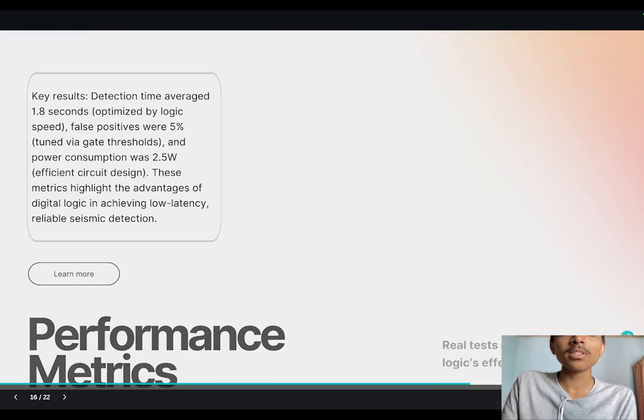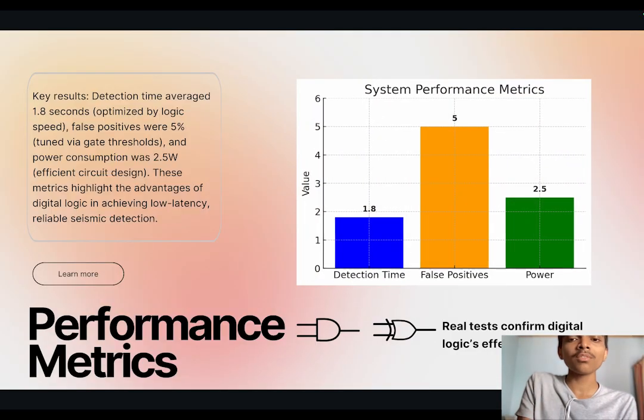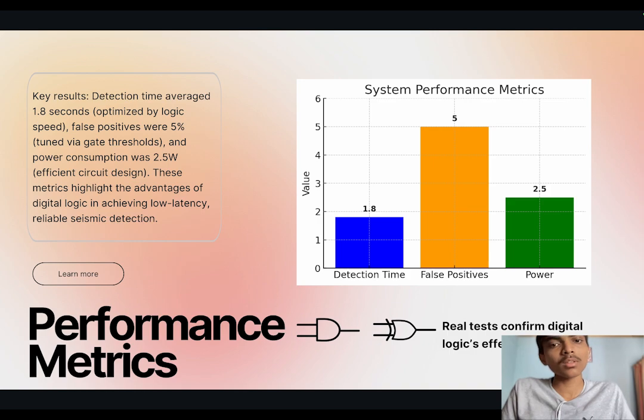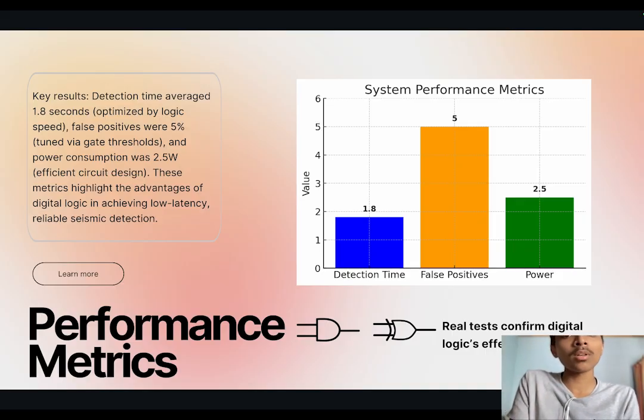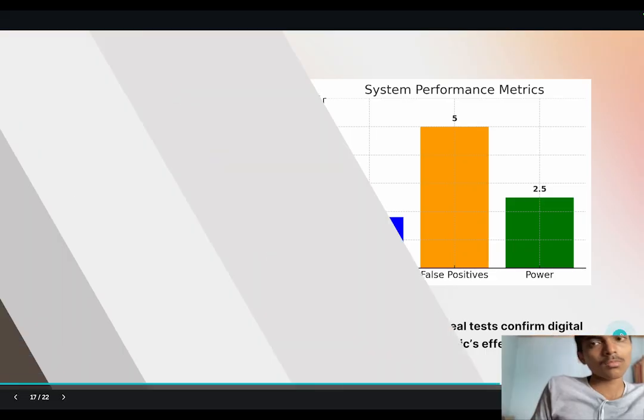Looking into the performance metrics, here we have a bar graph which shows the performance of detection time, false positives, and power. So if we look into the metrics, detection is made in 1.8 seconds. There is a 5% false positive rate tuned by logic thresholds, and just 2.5 watts of power used. So this is an efficient digital design, making it speedy and reliable.